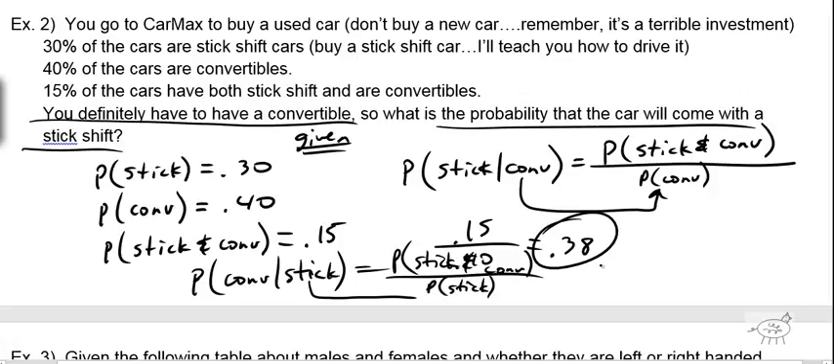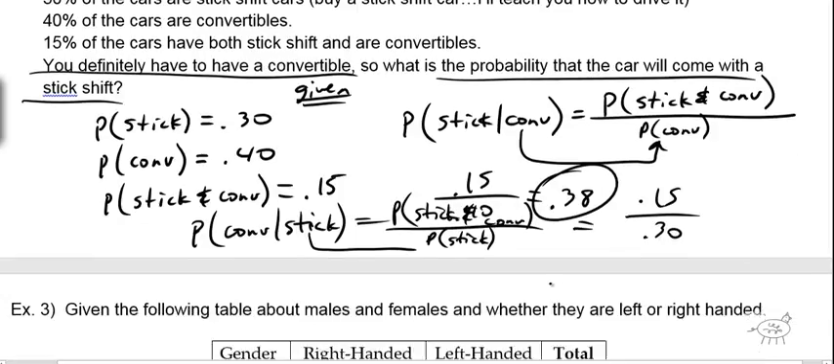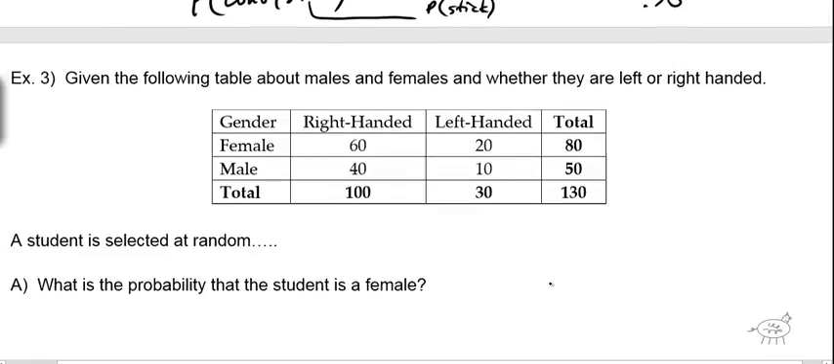Okay, so it changed a little bit. Instead of 0.15 divided by 0.4, it would be 0.15 divided by 0.30. Okay? All right, cool. So let's go on to the next example.